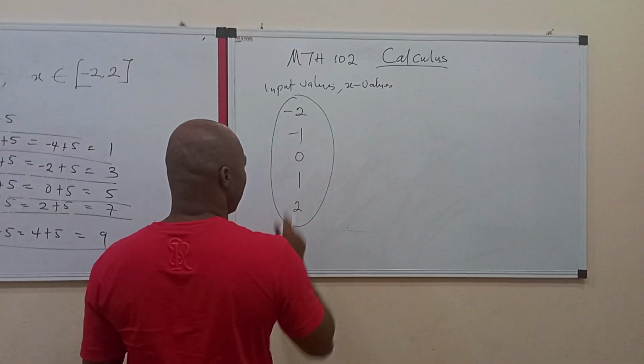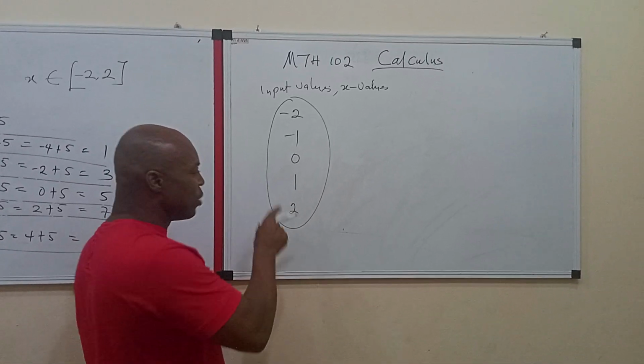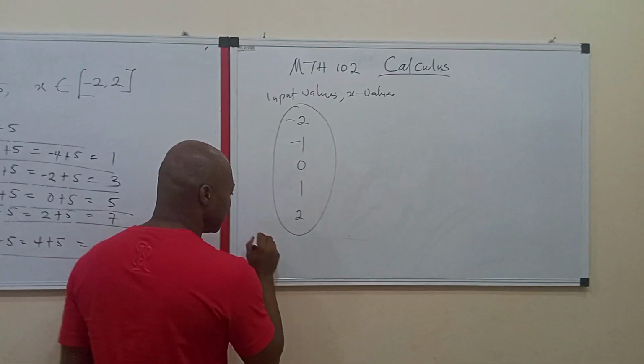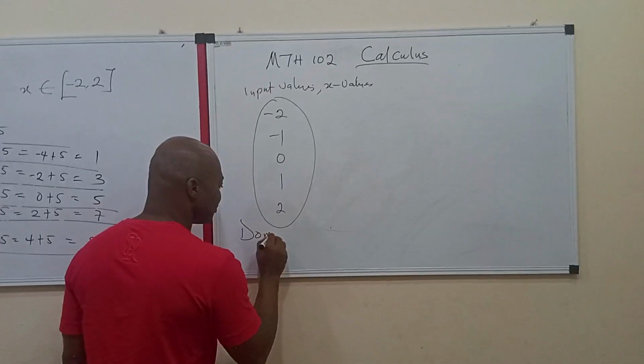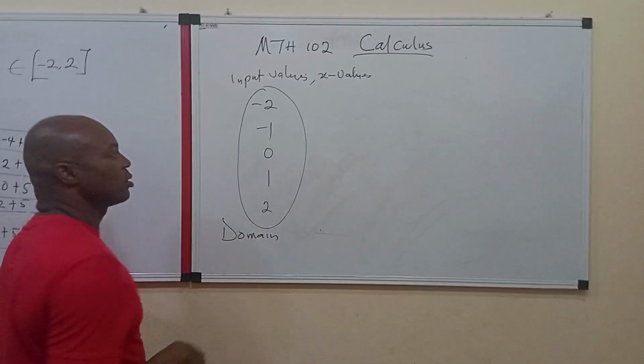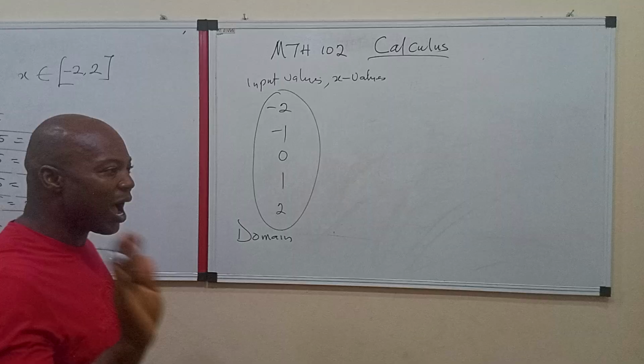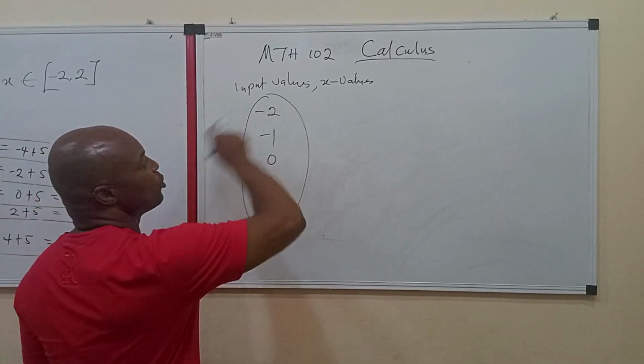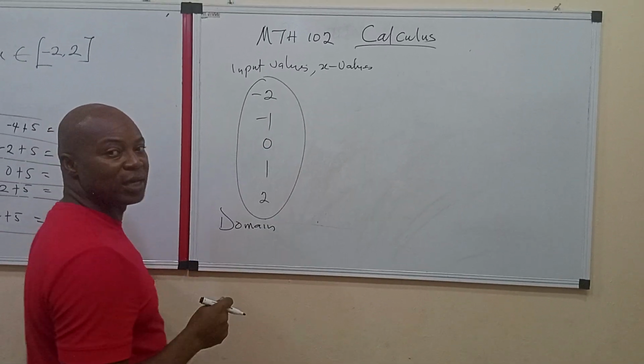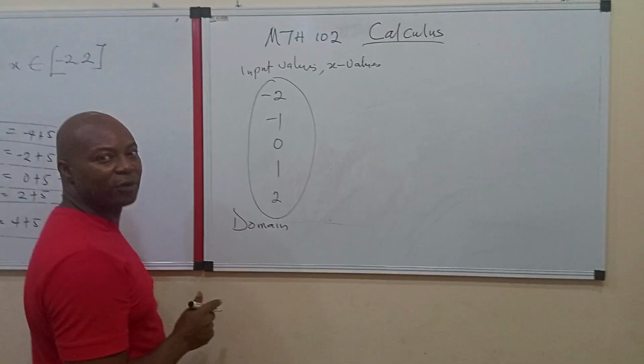X values. But this one, what do we call it? The name we call this one, we say the domain. This one, we call them the domain. So from now on, I know they call them the input values or x values again. I will call them the domain of the function.